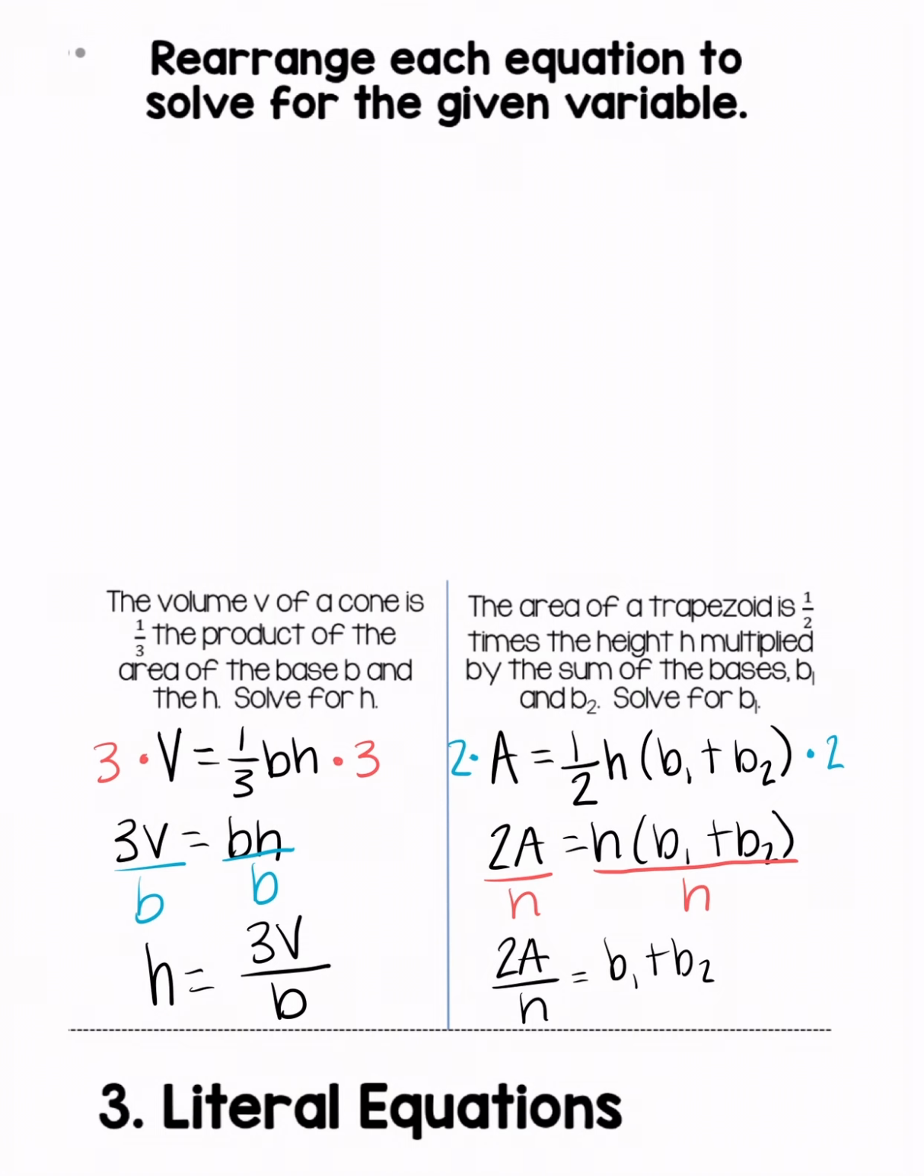Then the last thing we want to do is subtract b2 on both sides. So then b1 is equal to 2a over h minus b2. So the first base is equal to 2 times the area divided by the height minus base 2.